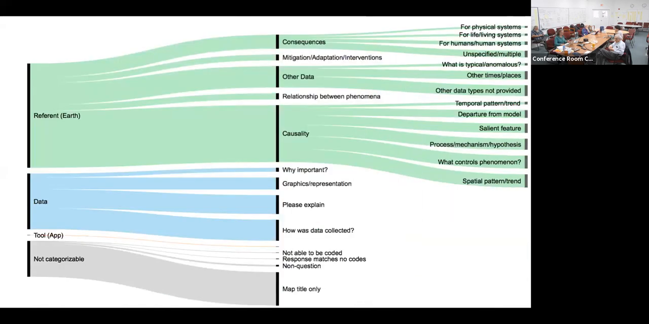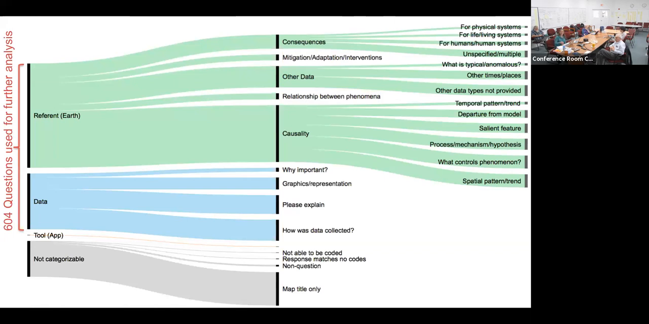So here is a summary of the breakdown of the kinds of questions that we got and how many we saw of each kind. So the large category of non-categorizable is mostly people who put down the map title and didn't write a question. We told them to do that. That's what most of these grays are. We got very few questions about the tools. And so our study focused primarily on the 604 questions that were coded as either being about the data or about the Earth. The Earth questions were the most abundant, but there was a healthy selection of questions about the data.